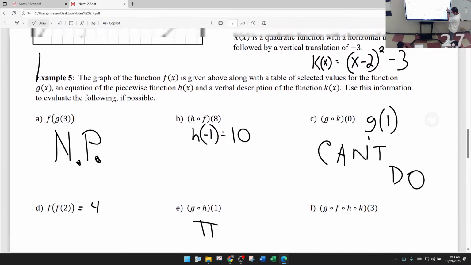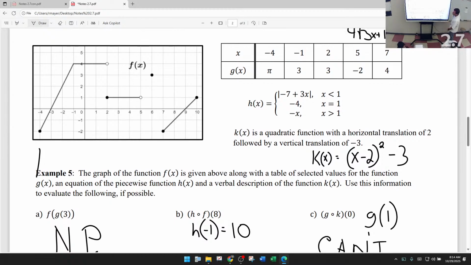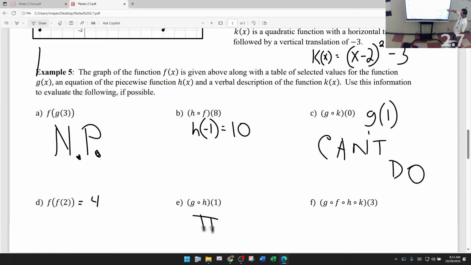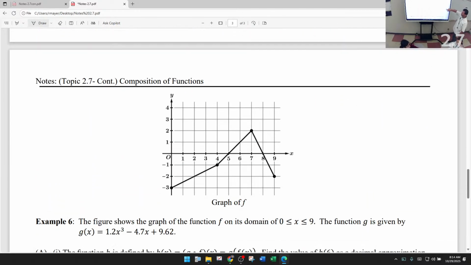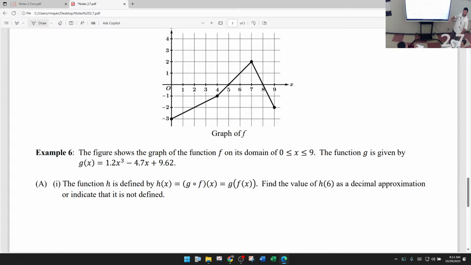So now I have to go to f. f of 13. I'm done. Can't do f of 13. I don't know what it is. Everybody okay? Beautiful. Okay, let's continue this on for just a little bit. These are more AP-ish type questions.